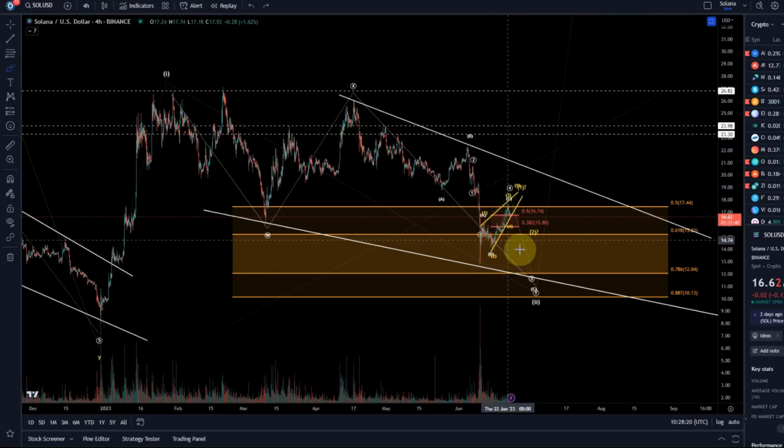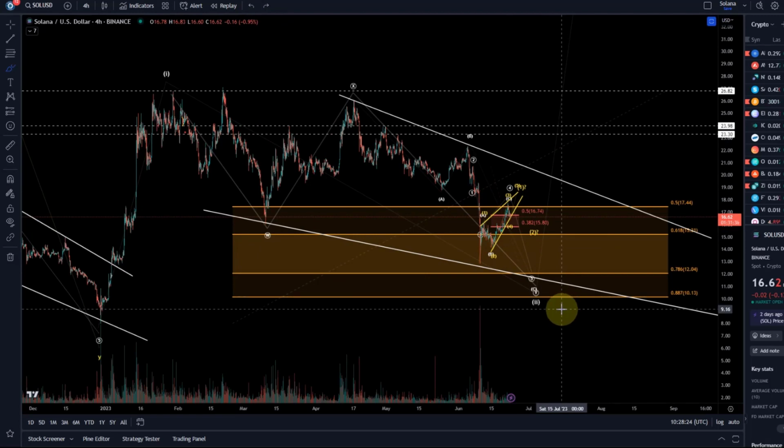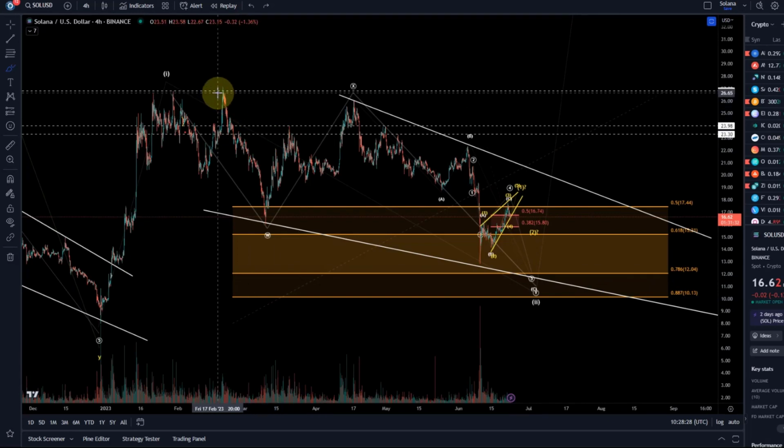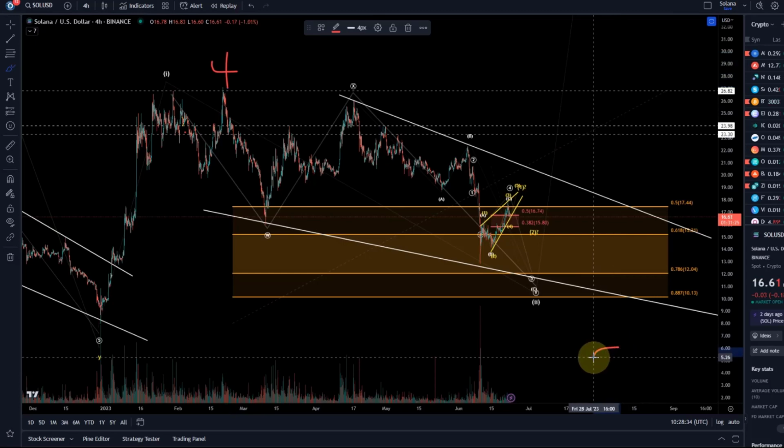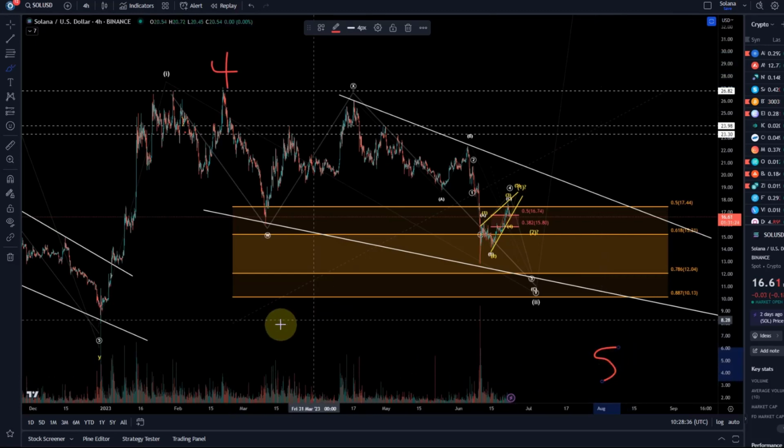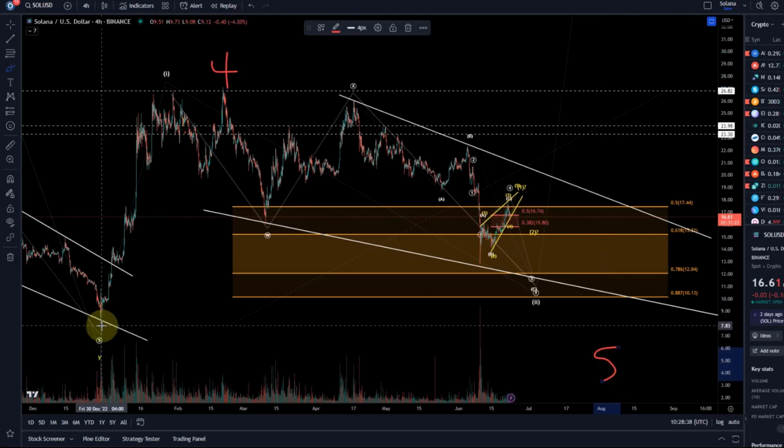But what happens if we break below $12? Could it also just be a WXY? Well, it technically could be, but probabilities would increase for a more bearish scenario in which we topped here in something that is probably a wave 4, with the wave 5 to the downside to end the bear market, then ideally below the December low.